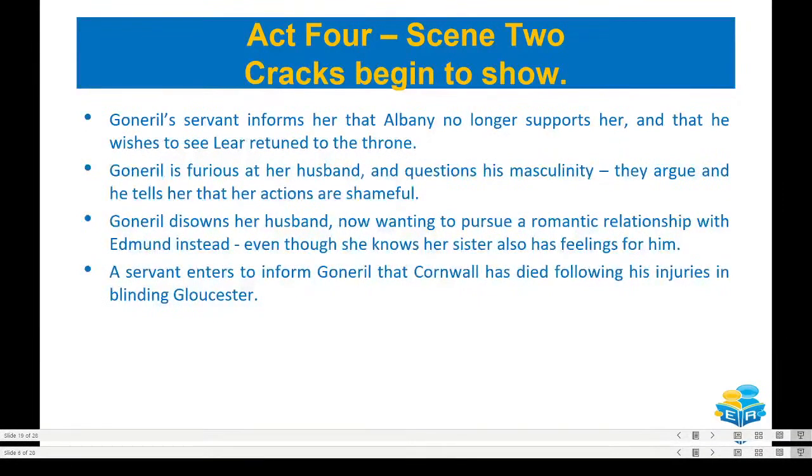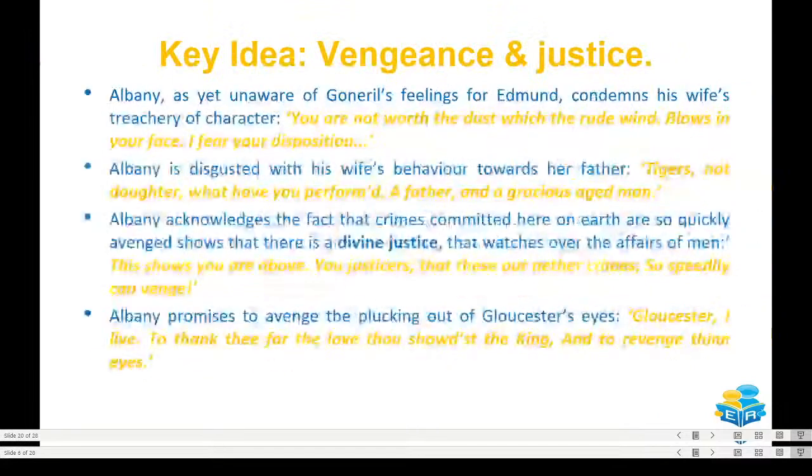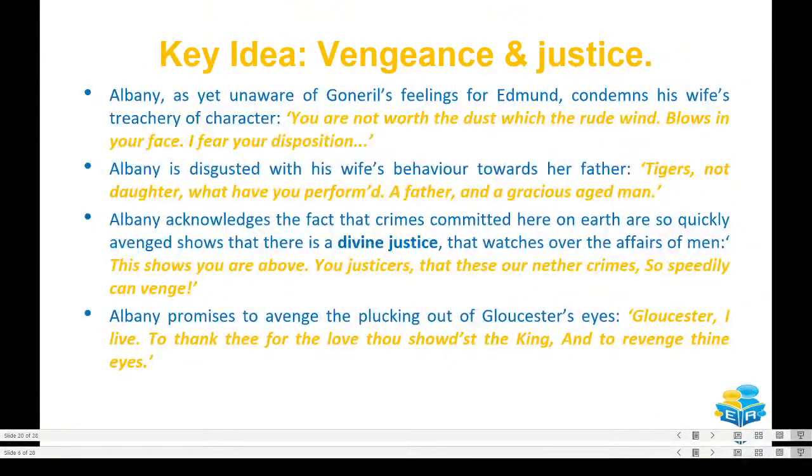So Act 4, Scene 2 is important. Those cracks begin to show. Evil doesn't just get to reign. There's consequences for the actions. Okay? And that's a continual thing in Shakespeare. There are consequences, there are results for when you do bad things. And this key idea brings up the idea of vengeance and justice.